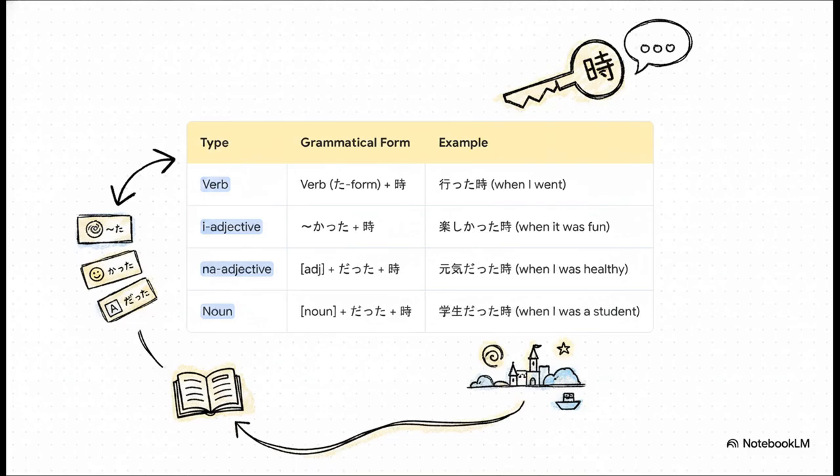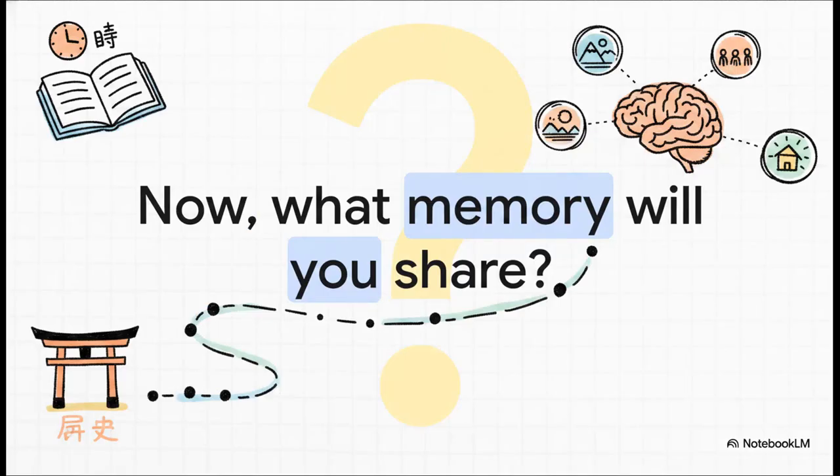That's it. Whether you're talking about something you did, how something was, or who you were, one of these patterns is going to be your ticket. This is how you unlock your own stories. So, we've gone over the grammar, we've seen the structure. The tool for connecting the events of your own life in Japanese is now in your hands. So the only real question left is, what memory are you going to share first?